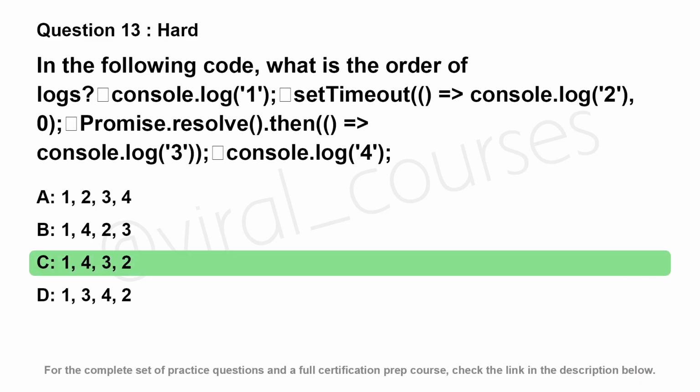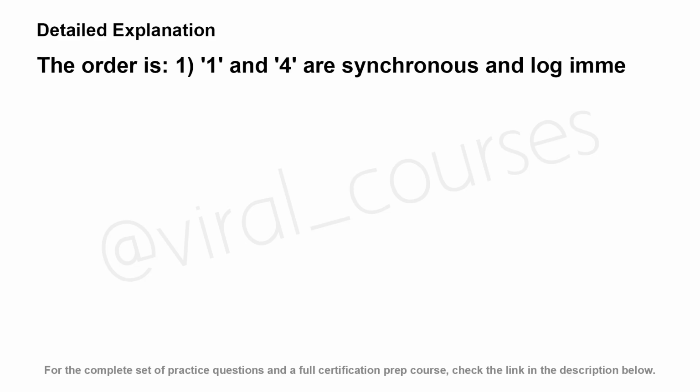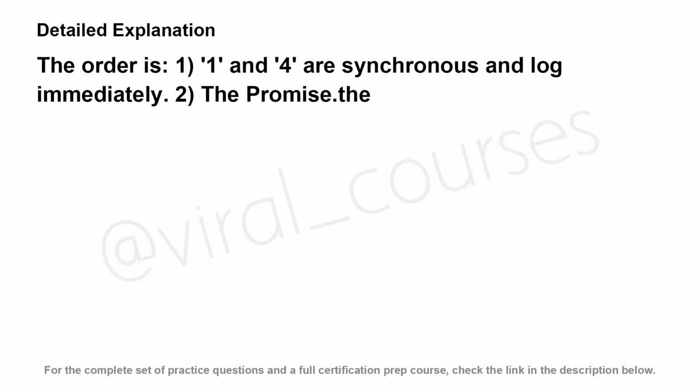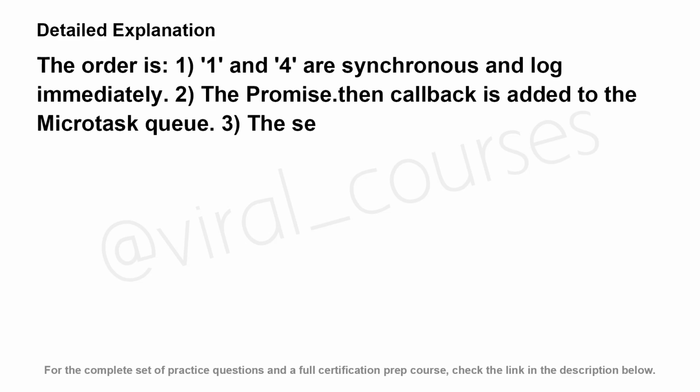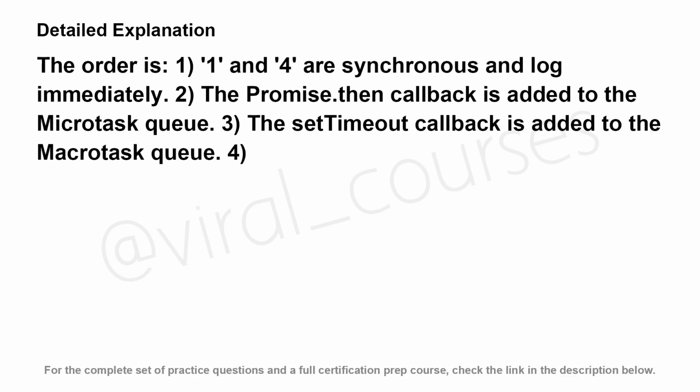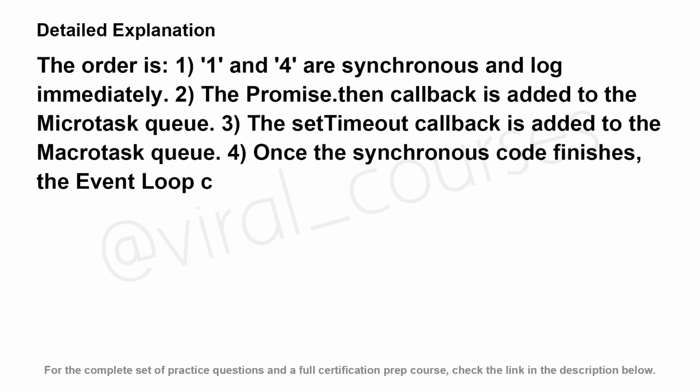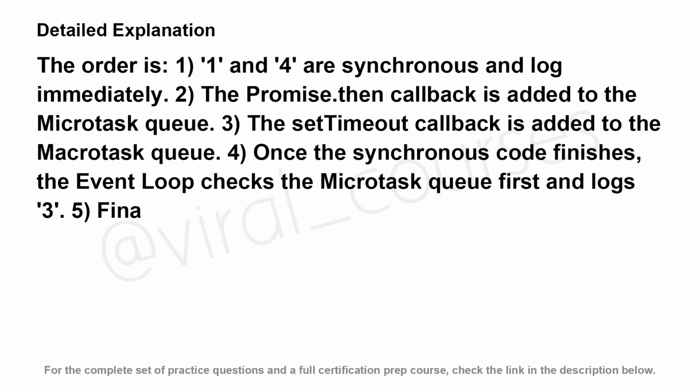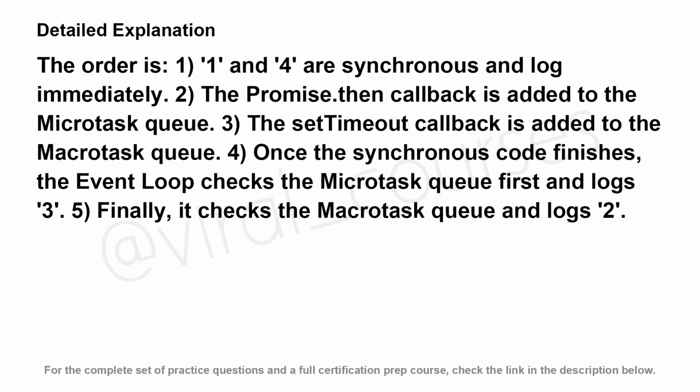The correct answer is C. The order is: 1. 1 and 4 are synchronous and log immediately. 2. The promise .then callback is added to the microtask queue. 3. The setTimeout callback is added to the macrotask queue. 4. Once the synchronous code finishes, the event loop checks the microtask queue first and logs 3. 5. Finally, it checks the macrotask queue and logs 2.